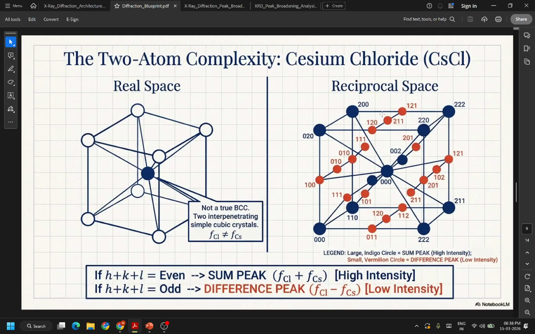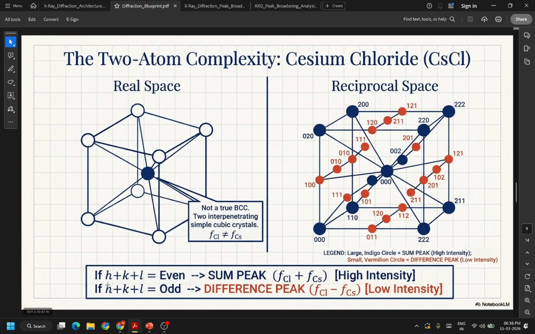So in cesium chloride, what happens is that one atom is on the edges and the other atom is on the body center. But this is not a true BCC lattice because the structure factor for both of them is different.